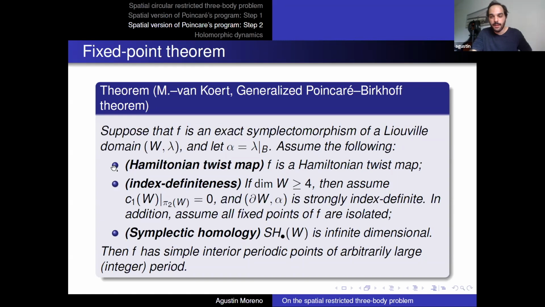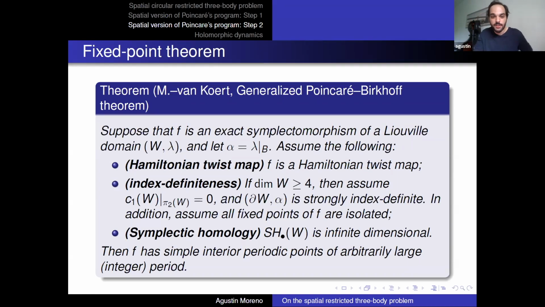So as I said, for example, if you're on a surface, the second condition is no longer there anymore. What this says is that if you're on a surface which is not the 2-disk, and if you have a Hamiltonian twist map, then you will find as many orbits as you want. So this assumption is already a vast generalization, in the 2-dimensional case, of the classical Poincaré-Birkhoff case.